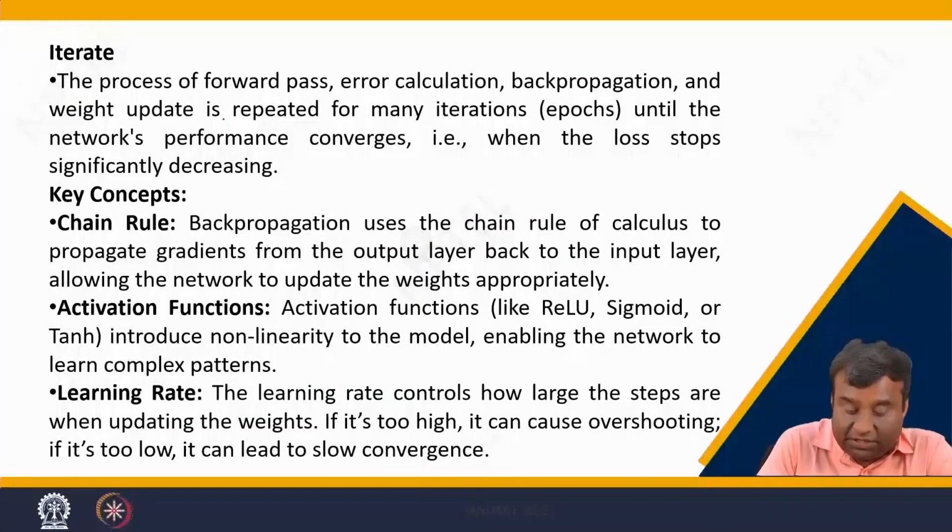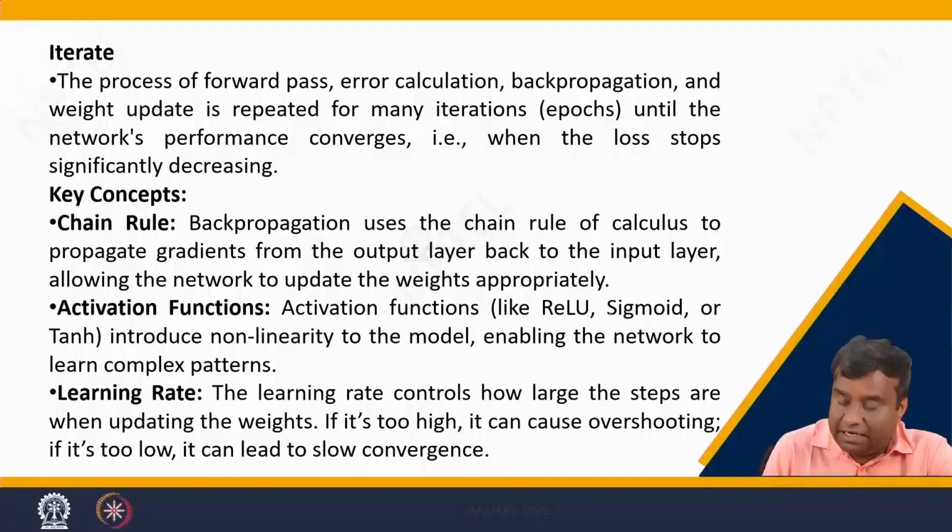Then iterate: the process of forward pass, error calculation, backpropagation, and weight update is repeated for many iterations until the network reaches convergence, that is when the loss stops significantly decreasing. Key concepts: the first one is the chain rule. Backpropagation uses the chain rule of calculus to propagate gradients from the output layer back to the input layer, allowing the network to update the weights appropriately.